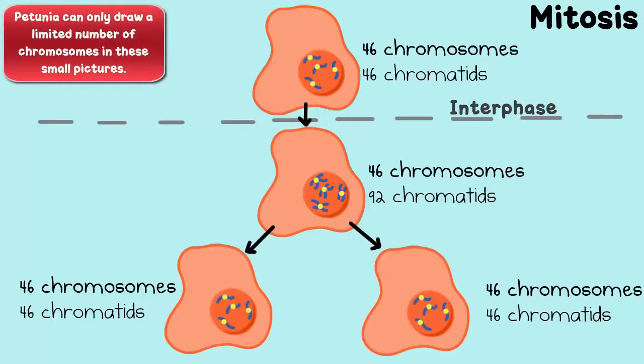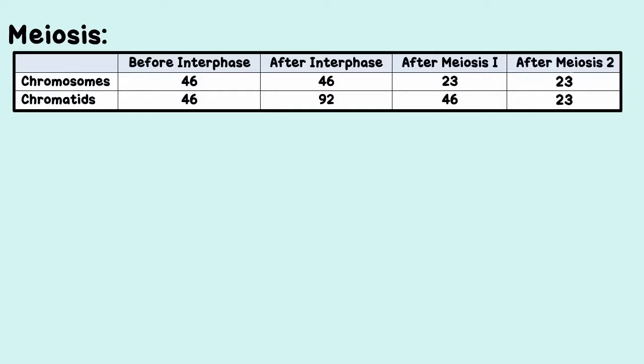So at the end of mitosis, those chromatids separate and you end up with 2 cells after mitosis that each have 46 chromosomes. Those chromosomes kind of look like little sticks in this picture. The 2 daughter cells, if you look, are identical to the starting cell in mitosis. Now let's take a look at meiosis.